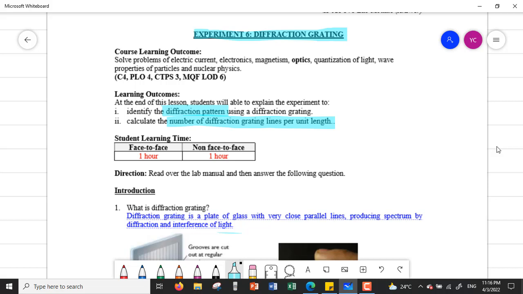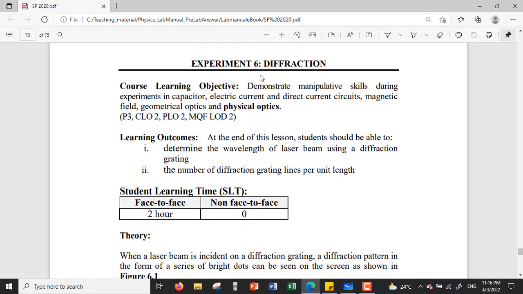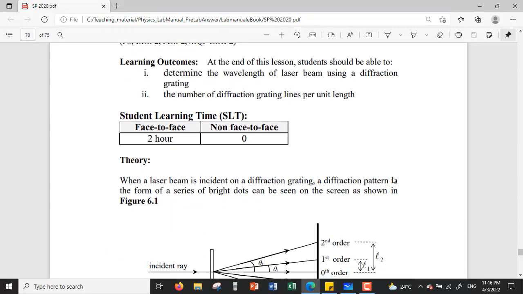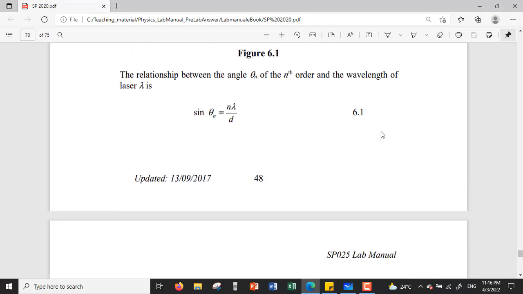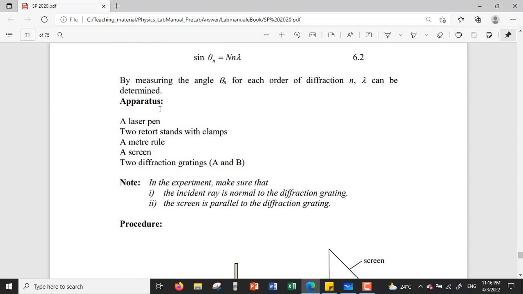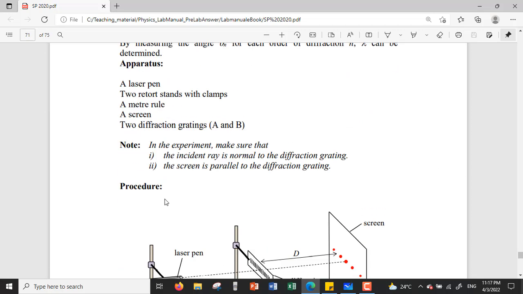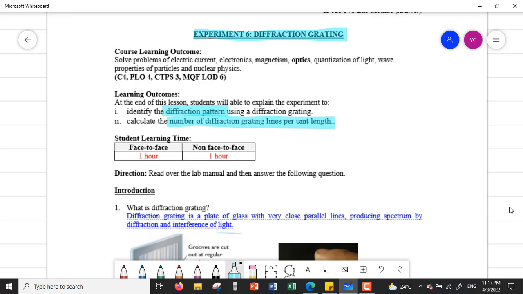Before we discuss the questions in this pre-lab worksheet, you might pause this video and read over the lab manual on Experiment 6. You can go through the objective of the experiment, the theory we use for this experiment, the apparatus needed, and then the procedure of this experiment. Okay, let's discuss the questions in this pre-lab worksheet.